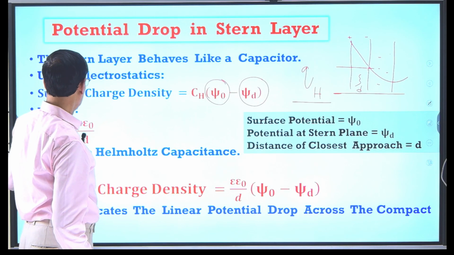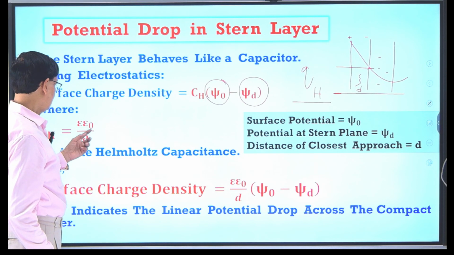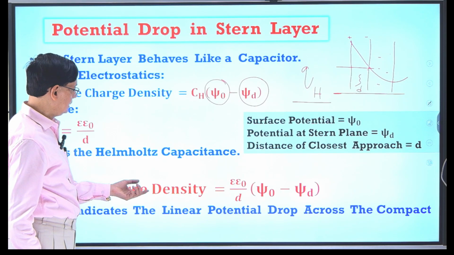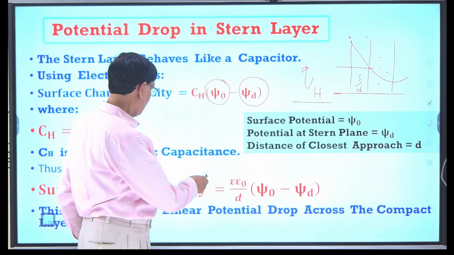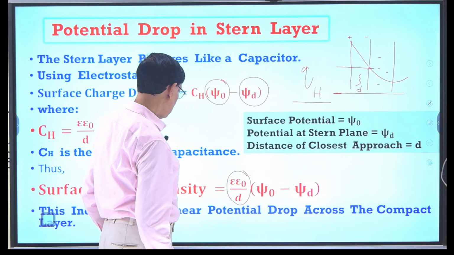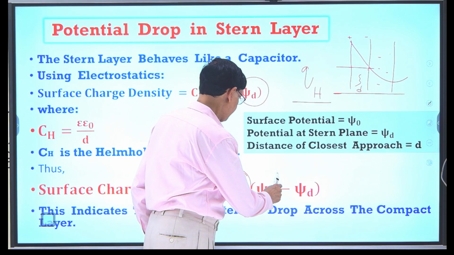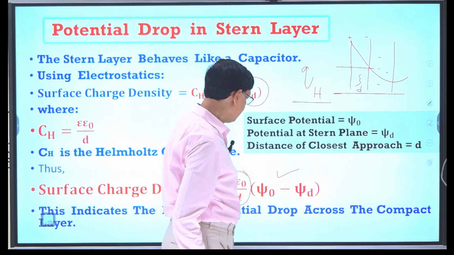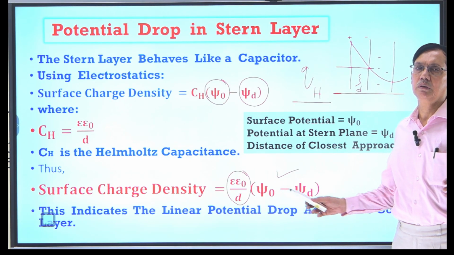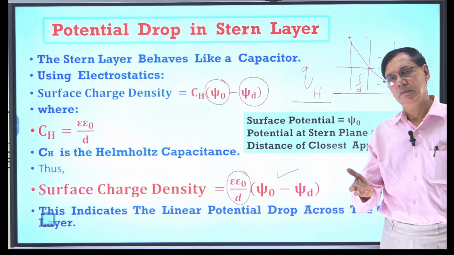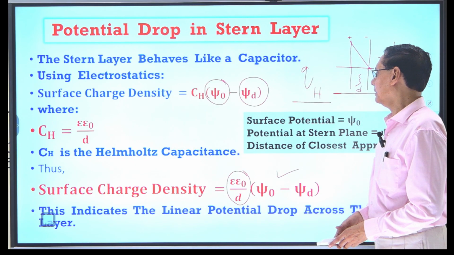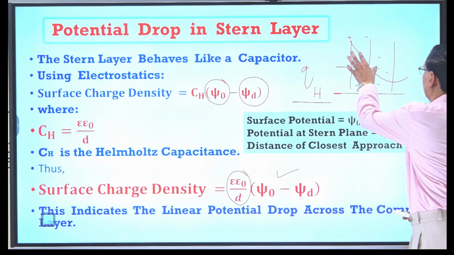And so I can also calculate this: the dielectric constant divided by d, and C_H is the Helmholtz capacitance. So surface charge density is equal to Q is equal to that, this part, charge and radius. So this indicates the linear potential drop across the Stern layer. So don't get confused. It is a recapitulation. You have already studied this, the Helmholtz model. I am just repeating the same thing. Similarly, this indicates this drop.